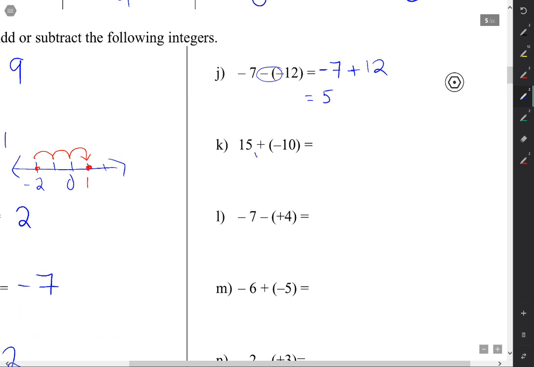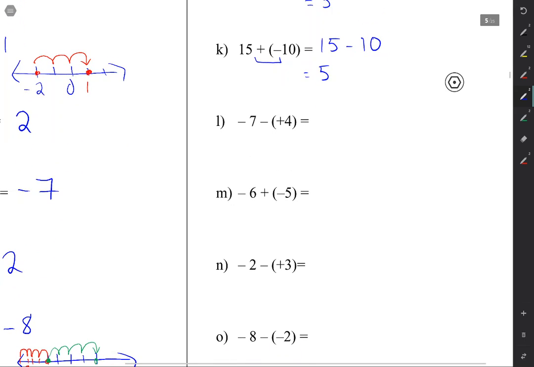Now we have two opposite signs right next to each other, so that turns into a minus sign. So this would be 15 minus 10. Or in other words, 15 minus 10 is 5. Oh, look, 5 again. Again, we have two signs right next to each other. They're different, so it's going to turn into a minus sign. So I'm going to rewrite it as minus 7 minus 4. So we're going to start at minus 7 and we're going to subtract another 4 from it, or we're going to move to the left on our number line, and that would give us negative 11.